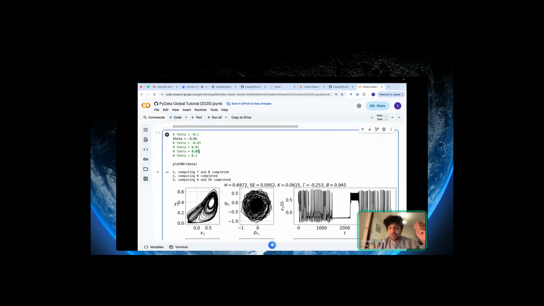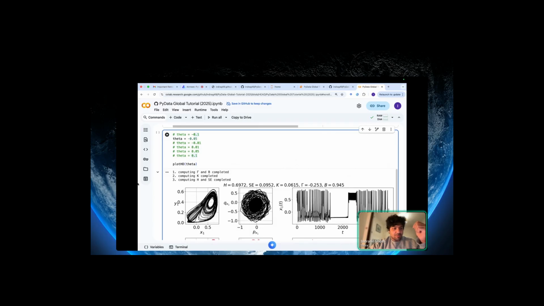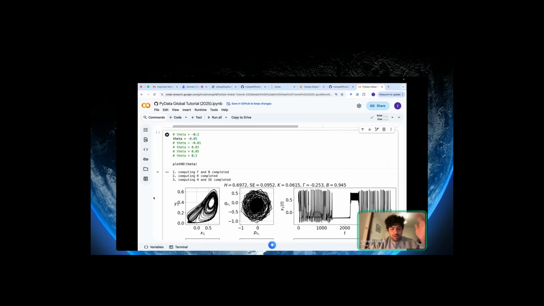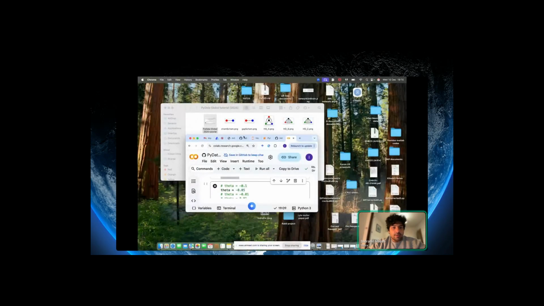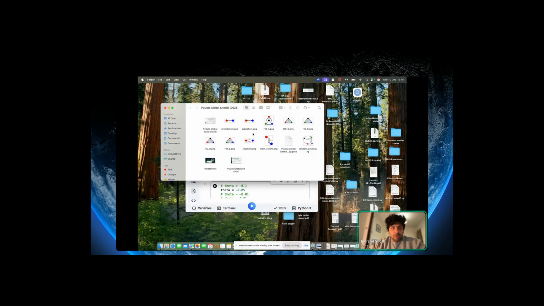I don't know why it is vibrating like that. That's very funky. I've never seen this before, but okay. Okay, I'll go to the slides to talk about a few more things before I wrap up.